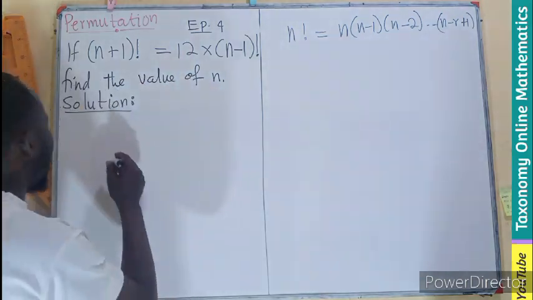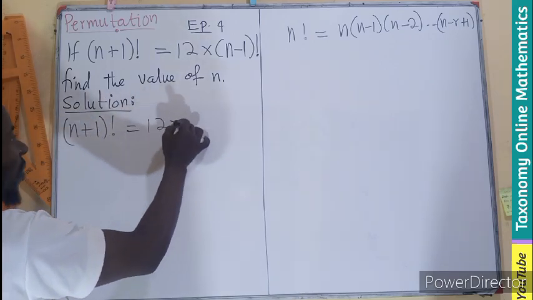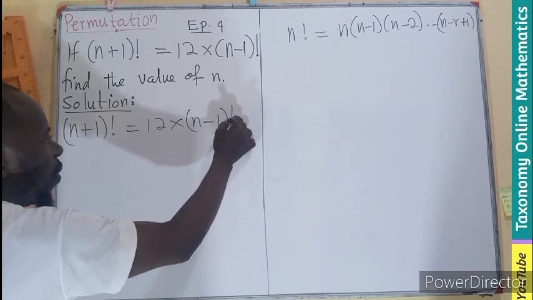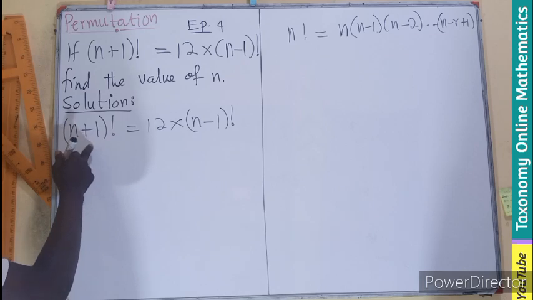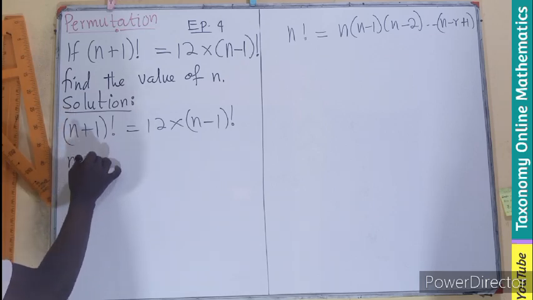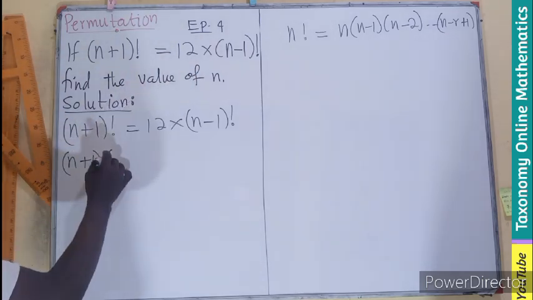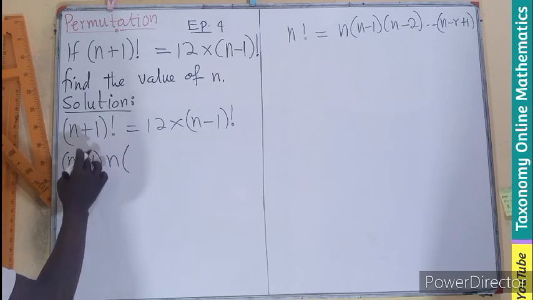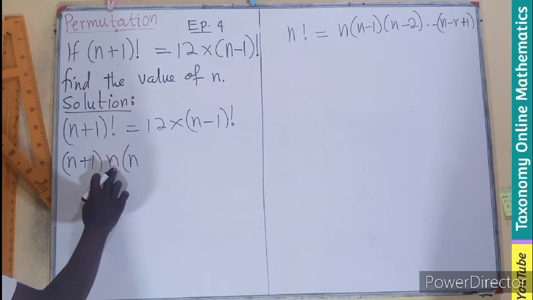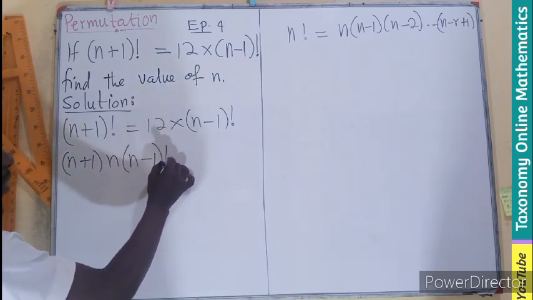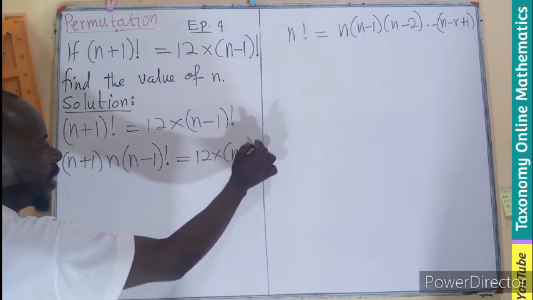So if I am having n plus 1 all factorial equals 12 times n minus 1 all factorial. Applying the concept of factorial, meaning I am multiplying this by numbers that are less than this. So first of all, it should be n plus 1 multiplying n plus 1 minus 1, and that will give you only n. Then this will become n here, and if I subtract 1 from here, I still have minus 1. Let me introduce the factorial, equals 12 times n minus 1 factorial.